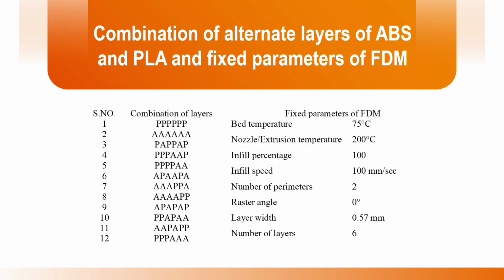In the first case, we printed all 6 layers with PLA. The first layer of PLA is designated with the letter P, then second P, third P, so all 6P means 6 layers of the PLA material. In the second set of experimentation, all the layers were of a single material, that was ABS. In the third set, the first layer was PLA, second layer ABS, third PLA, fourth PLA, then ABS, then PLA. We tried again the 6 layers, and looked at the effect on the mechanical properties, specifically for the flexural specimen and the tensile specimen. That was the point of investigation.